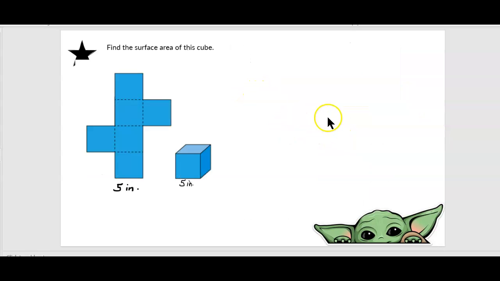So what would this be? Pause the video. You're back so soon? What'd you get? Did you get this side 20? This side is 5. If this side is 5, since it's a square, they're all 5. And that's all you need. 5 times 5 is 25 here. How many 25s are we going to have?